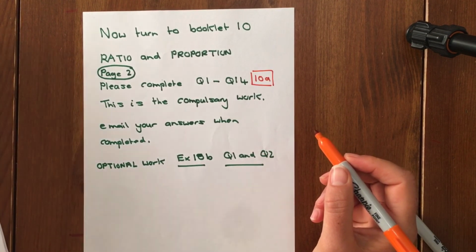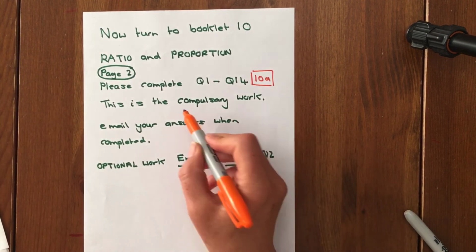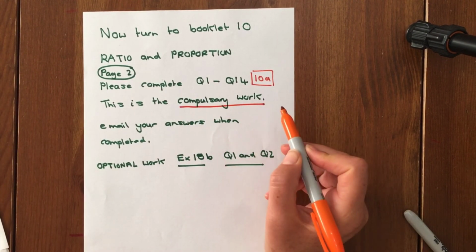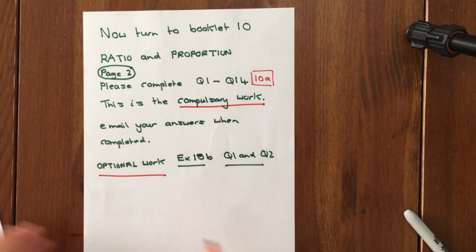If you haven't got the booklet, please let me know and I will post it to you. This is compulsory work, okay? Optional work, some extra work, is exercise 10B, questions 1 and 2.